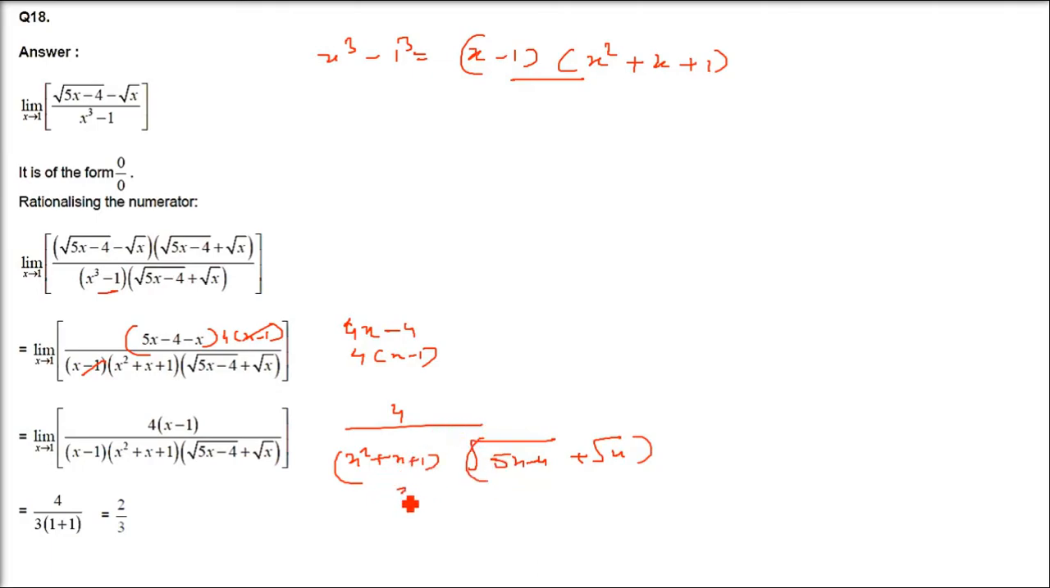Just put x as 1, you will get 2 by 3. It's quite simple here. Just apply x as 1, because the cancellation of x minus 1 has already been done. So I'm just placing the value of x equals 1. It will be 4 by 3 into 2, that is going to be 2 by 3.